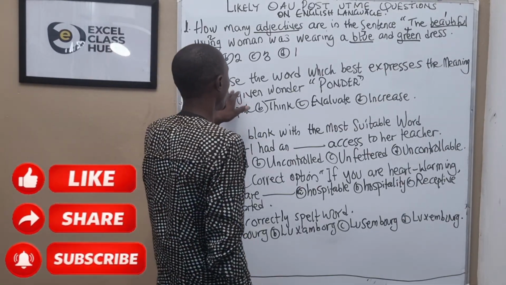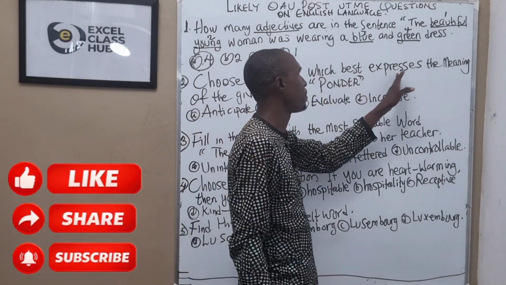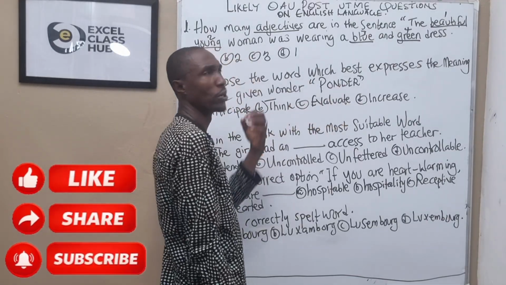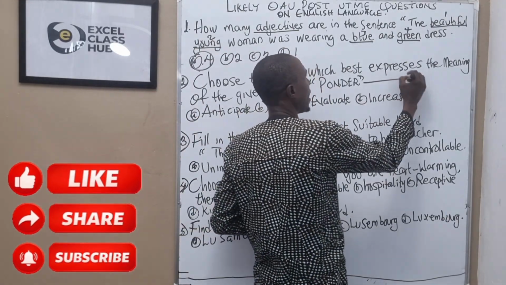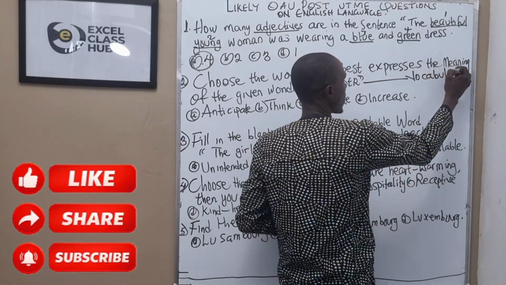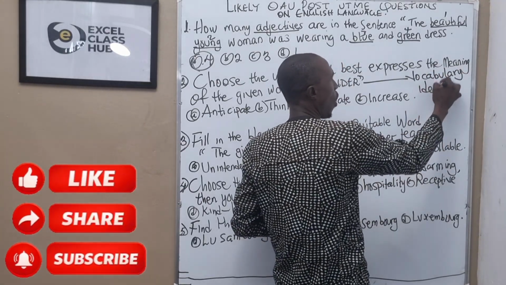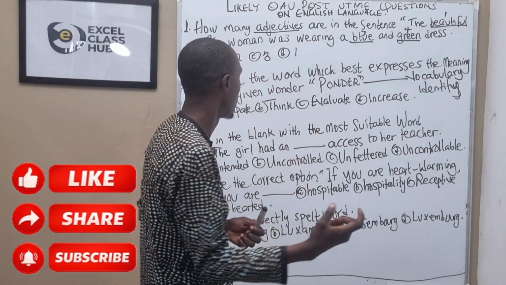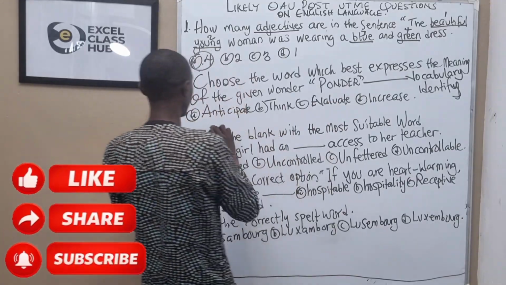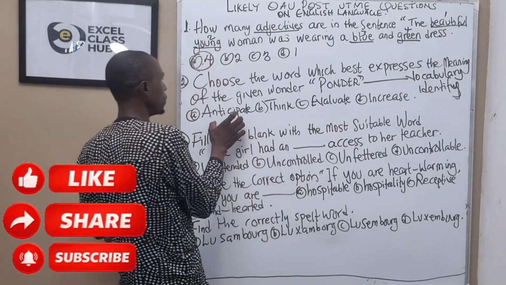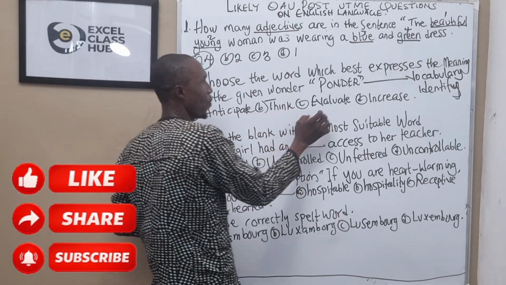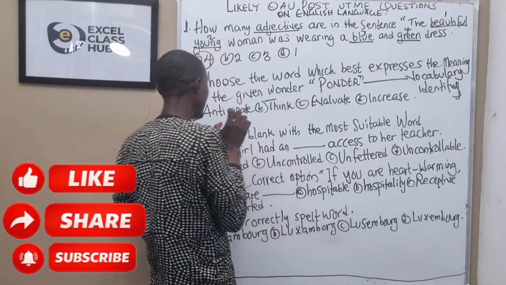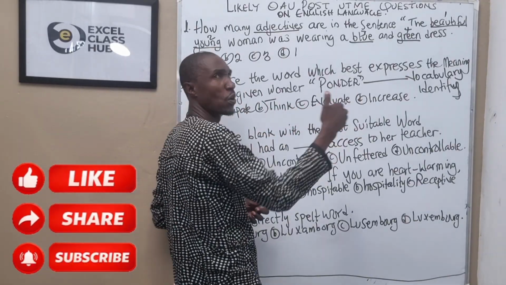Number 2 says, choose the word which best expresses the meaning of the given word, ponder. To ponder. Now, this is related to what we call vocabulary. Ability to identify the meaning of a word. So, the word ponder, which of these can go with it? We have anticipate, we have think, we have evaluate, we have increase. Now, for you to pick a word correctly, identify the meaning of the options that are also given to you.